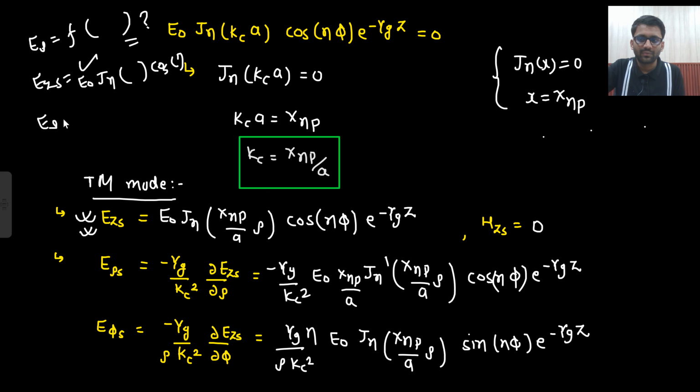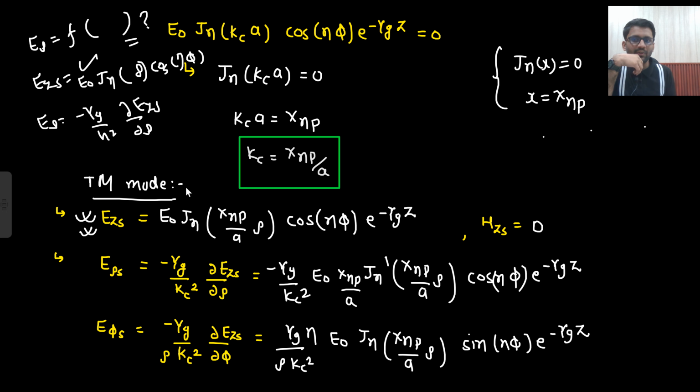Now I need to write down E rho. So what will I write down? Minus gamma upon Kc square, then del by del rho of Ezs. So Ez will be differentiated with respect to rho. This is your Jn of Kc rho and this is your cos n phi. So what will be differentiated? Jn will be differentiated, so Jn dash. Your E rho s will be a function of Jn dash and cos n phi. So in the examination you can do the differentiation.